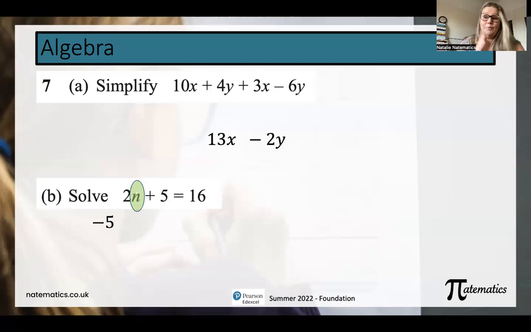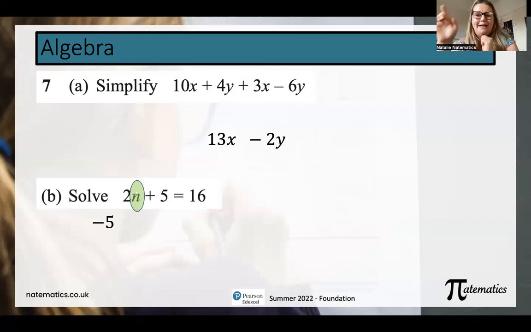So basically what we're doing is solve. I want to know what that value of n is that makes the left-hand side exactly the same as the right-hand side, okay? So I need to strip off everything around that letter n, so that all I've got on the left-hand side is n.